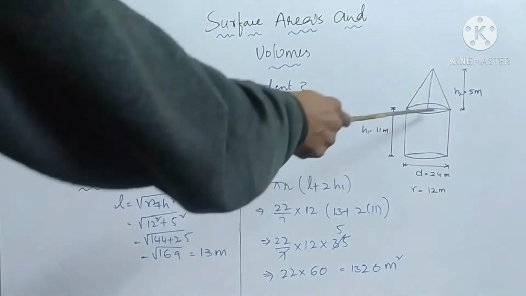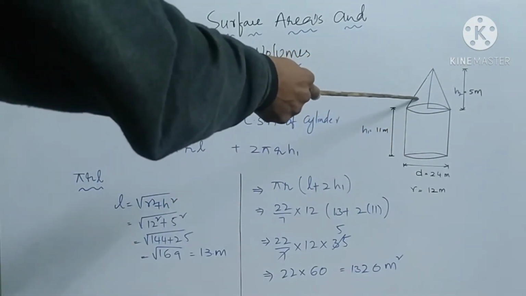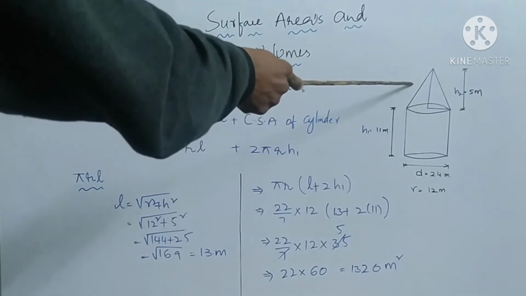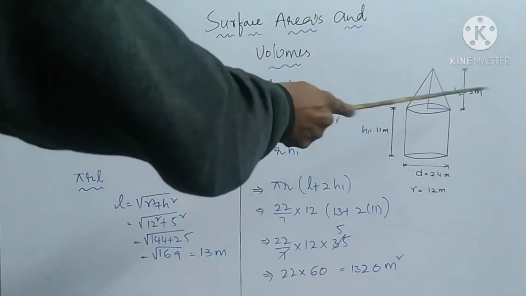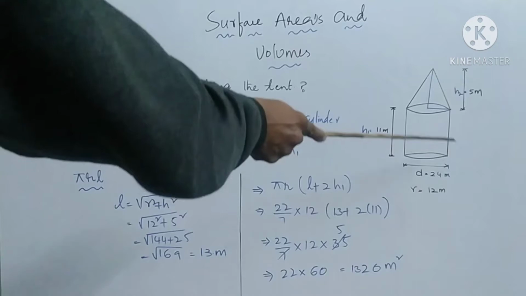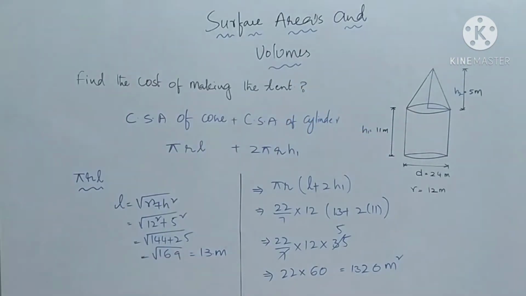A tent is in the form of a cylinder surmounted by a cone. The cone is kept on top of the cylinder. A cone having its base diameter equal to 24 meters. Here the cone diameter is 24 meters, which means the cylinder diameter is also 24 meters. The height of the cylinder is 11 meters and the vertex of the cone is 5 meters above the cylinder.